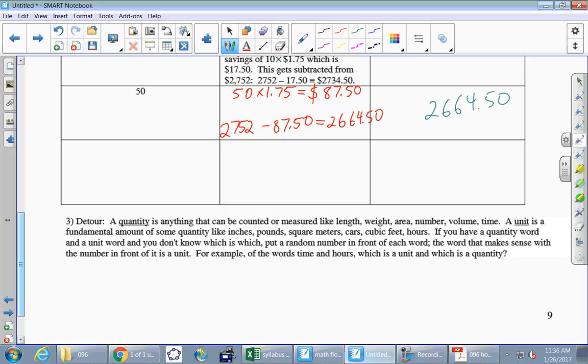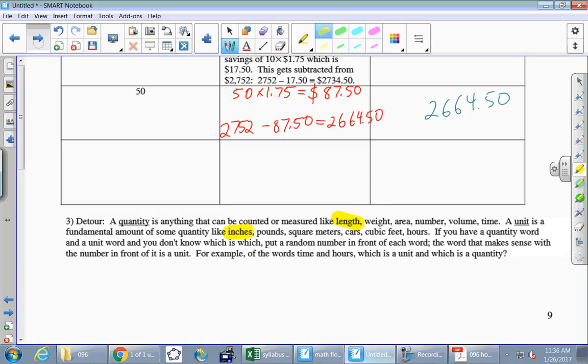So here are some typical units. There are many more: inches, pounds, square meters, cars, that was how many cars in the parking lot, cubic feet, and hours for time passing. If you have a quantity word and a unit word, and you're not sure which is which, put a random number in front of each word. The word that makes sense with the number in front of it is a unit. So for example, if my choice is length and inches, I'm going to put a 12 in front of both of them: 12 length, 12 inches. One of them makes sense. That one is the unit word, okay? So all of these guys here are unit words.